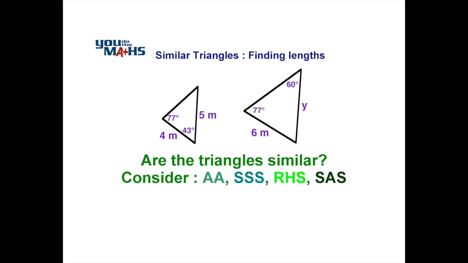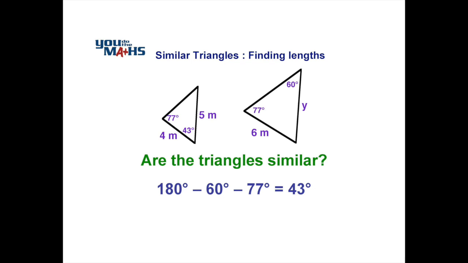Let's see if we can find the missing angle in the large triangle, and we do that by subtracting 60 and 77 from 180. And if we do that, we get 43. So straight away we know, because 43 degrees is on the smaller triangle, that we have two pairs of matching angles. So the similarity condition, angle, angle, is true. Now if that's true, that means that the triangles are definitely similar, and the increase in the length of sides from smaller to larger is consistent.